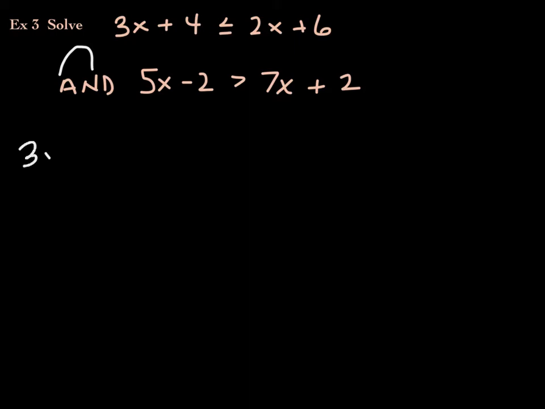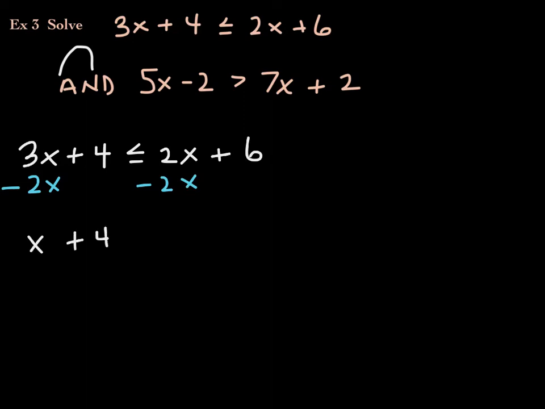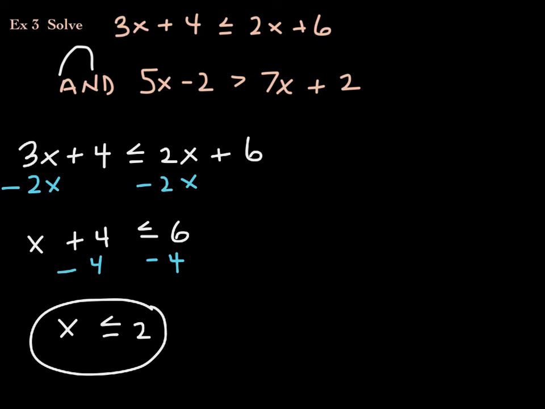Here we go. 3x plus 4 less than or equal to 2x plus 6. What I'll do first is, remember, I want to keep my variable on the left side, so I am going to subtract 2x from both sides because I want to keep my variable on the left. So what that will do for me now is give me just 1x plus 4 is less than or equal to 6. Next, I will subtract 4 from both sides and get my final statement that says x is less than or equal to 2. All right, let's go for the next inequality.